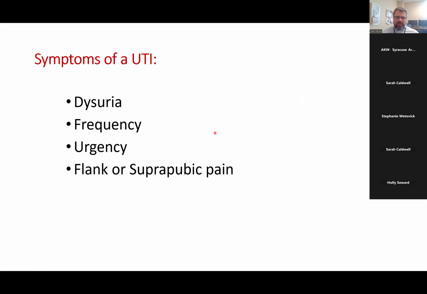So symptoms of a UTI we're all familiar with: dysuria, so pain with urination; frequency, so having to urinate frequently; urgency, so when you feel the need to urinate, you have to go urgently; and then flank or suprapubic pain. So suprapubic pain would be essentially bladder pain with a urinary tract infection. And then flank pain would be from essentially kidney pain from a complicated urinary tract infection from pyelo. So these are the symptoms of a urinary tract infection.